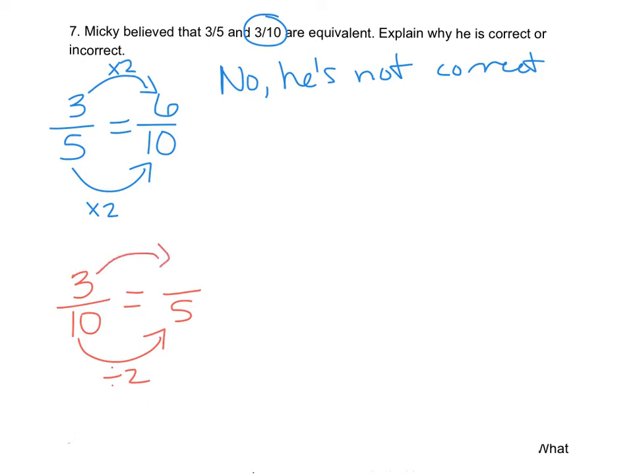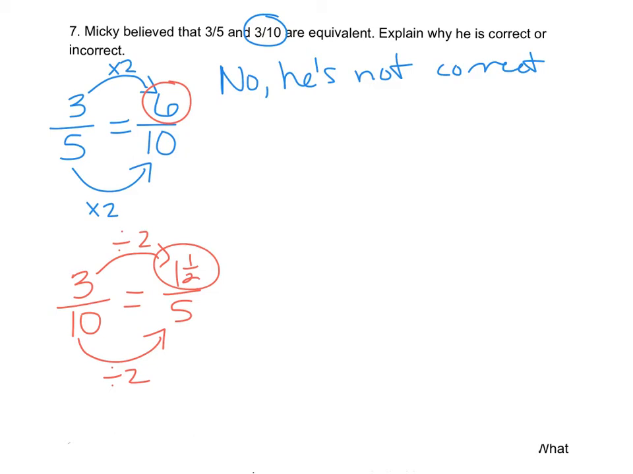Can I do 3 divided by 2? Well, technically, 3 divided by 2 is 1.5, and I can't do that. That doesn't match 3/5. So both ways prove that 3/5 is not equivalent to 3/10.